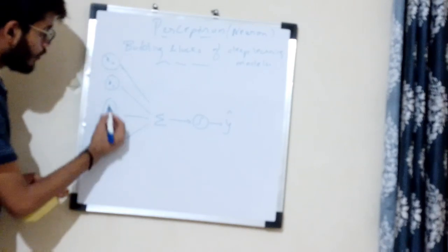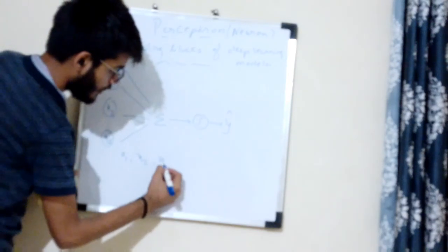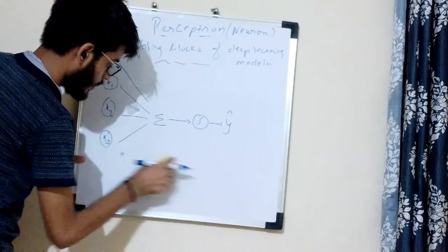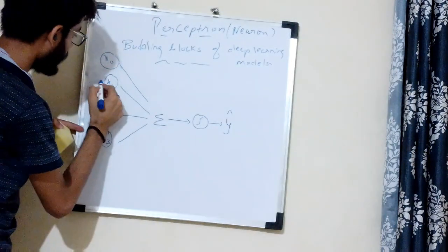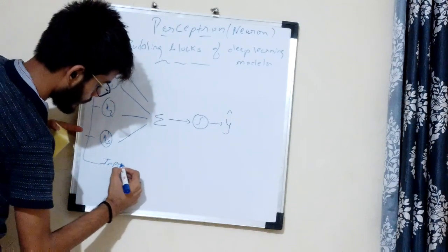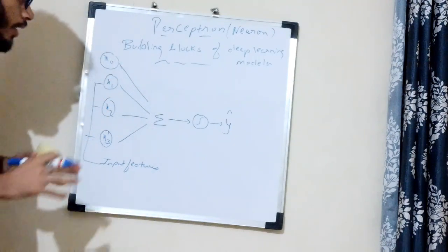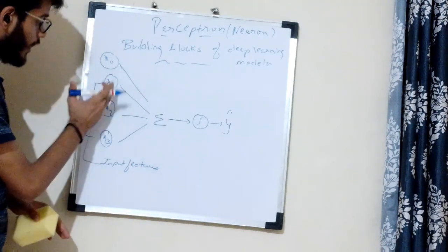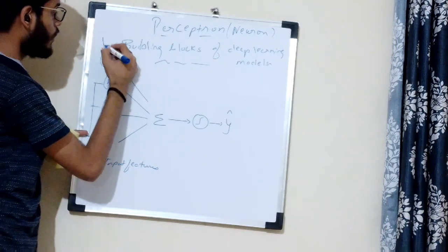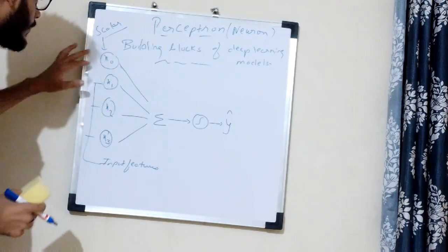So x1, x2, x3 are my input features. I'll be explaining everything, no worries. x1, x2 and x3 are my input features, and x0 is basically a scalar. This is nothing but a scalar value.